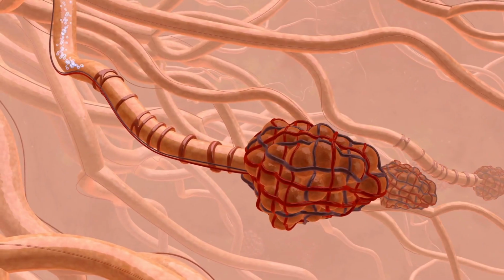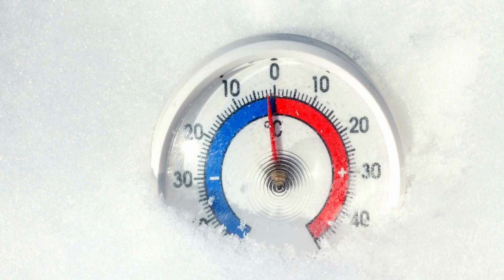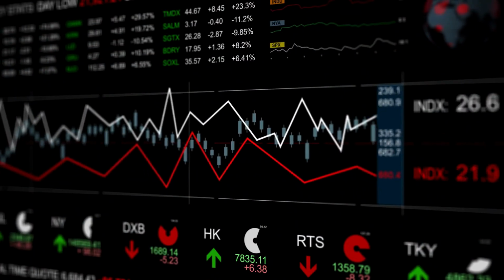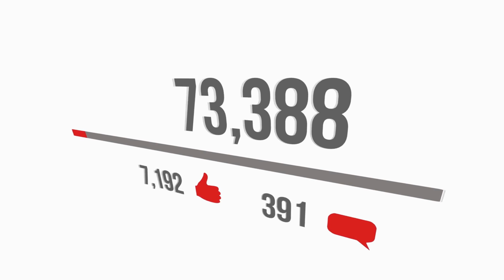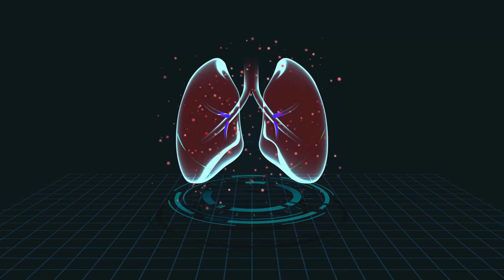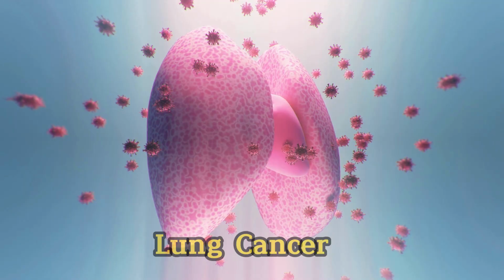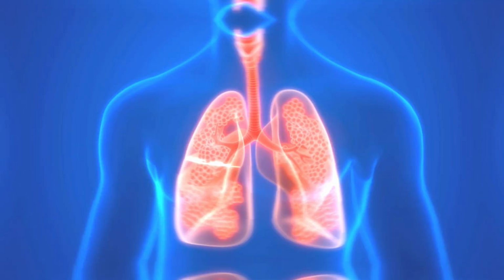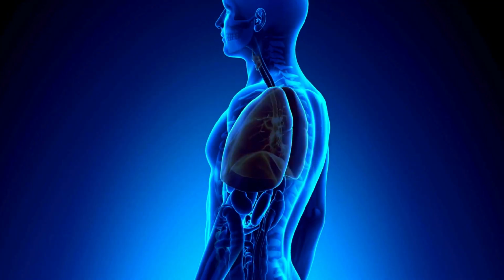Next is loss of alveoli. Aging can lead to a reduction in the number and functionality of alveoli, diminishing the surface area for gas exchange. Lastly, increased risk of lung disease. The aging process is associated with a higher risk of lung diseases like COPD and lung cancer, which can further impair lung function. Maintaining healthy lungs is paramount for overall well-being.